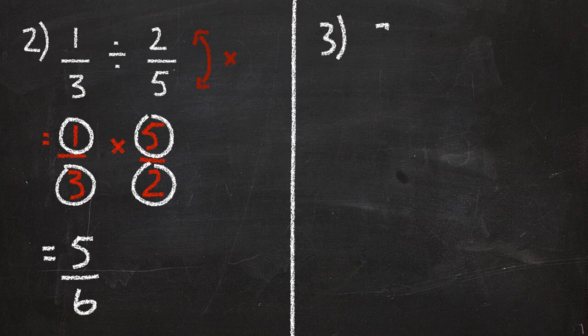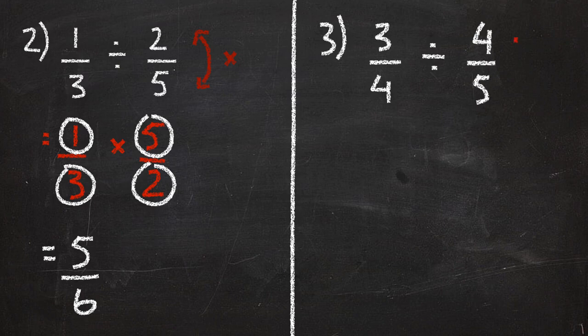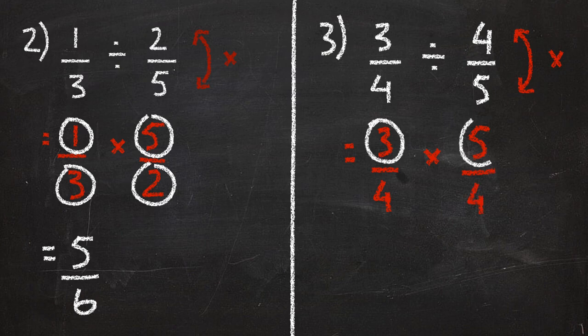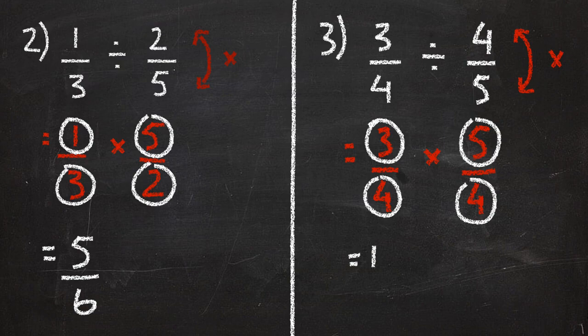Moving on to question 3, 3/4 divided by 4/5. We are going to use the same rule again by changing the sign to a times and flipping the fraction, so we get 3/4 times 5/4. Multiply the numerators together and the denominators together, which gives us 15 divided by 16.